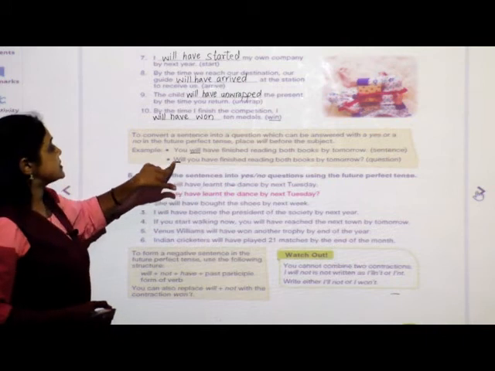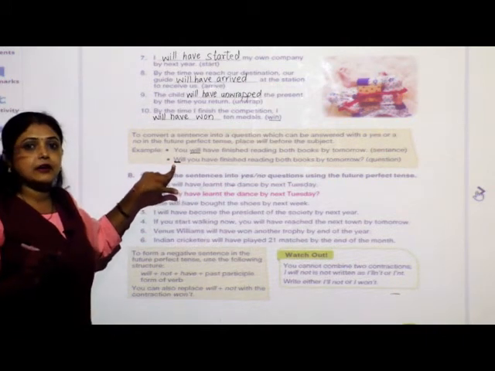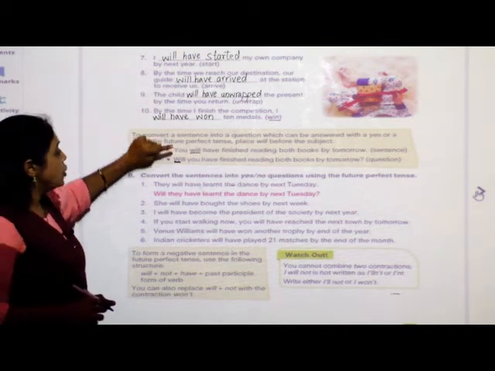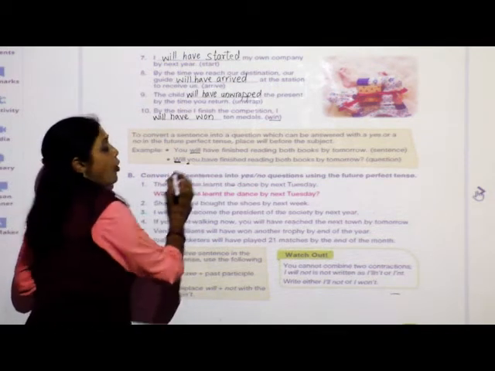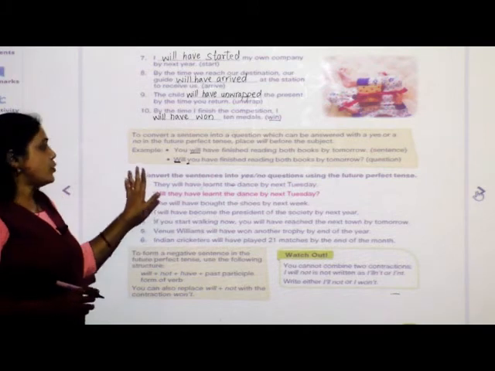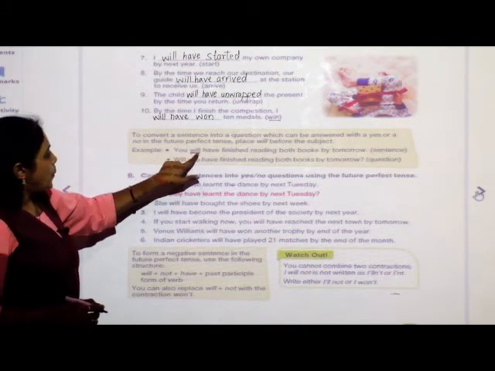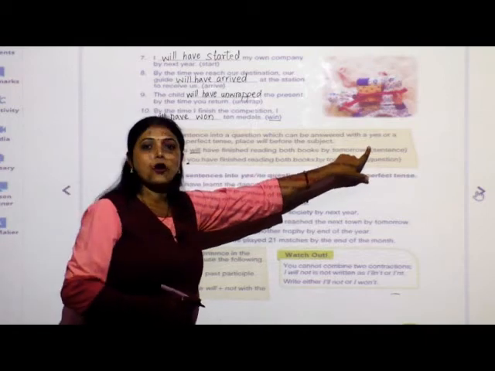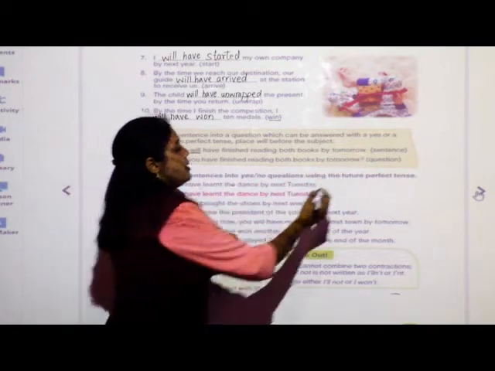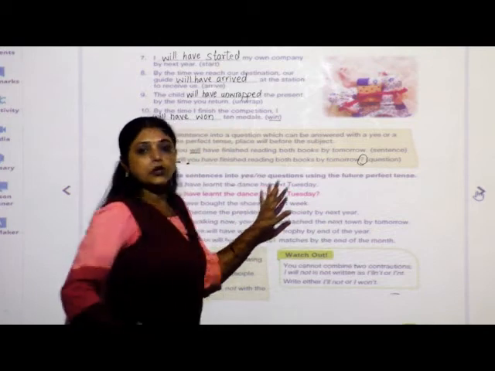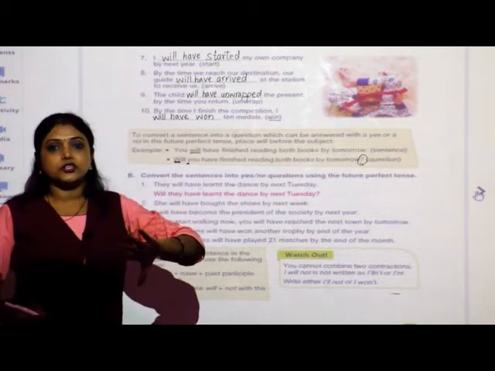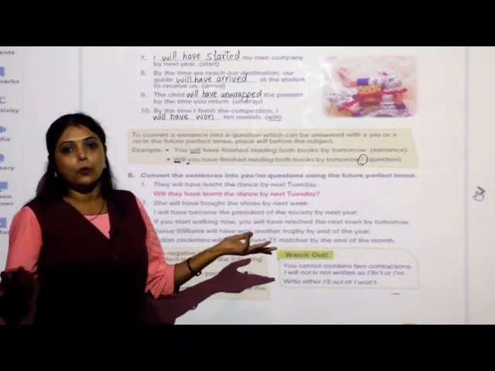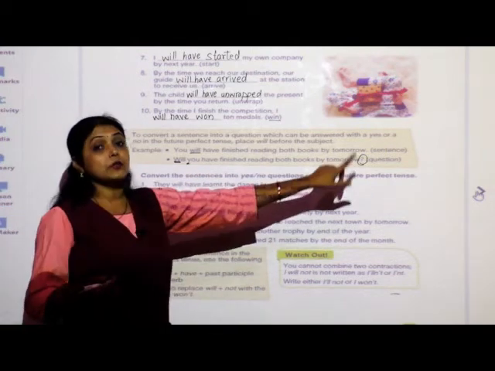So you will start W with a capital letter, and where U is there with a capital letter, you will make it into a small letter. Clear? So easy it is. Will you have finished reading both books by tomorrow? And a question mark. Okay, so this becomes the question. I am getting the answer yes or no. Okay, so this will become the question.